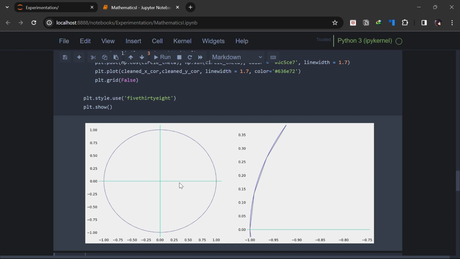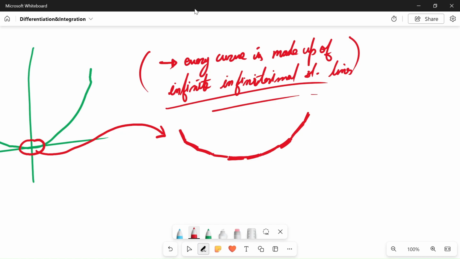Let me close the program first, and then we'll go back to our whiteboard. Okay, so now we are in our whiteboard, and now I think the statement that I've just made earlier will make much more sense, that a curve is nothing but a set of straight lines put together which are infinitesimally small. A set of infinitesimally small straight lines are put together, and it is making an illusion. So a curve is nothing but an illusion, you can say.